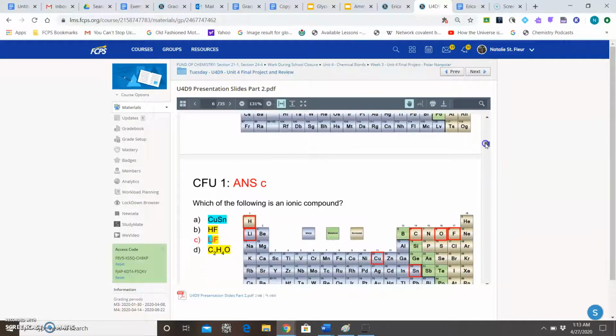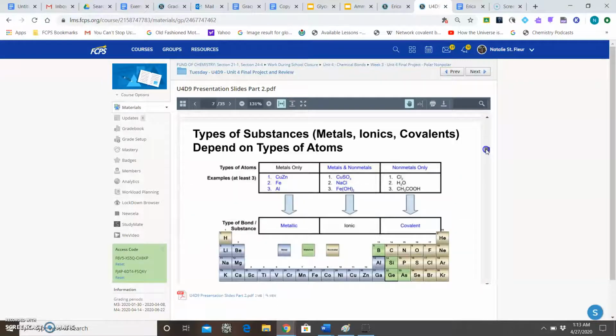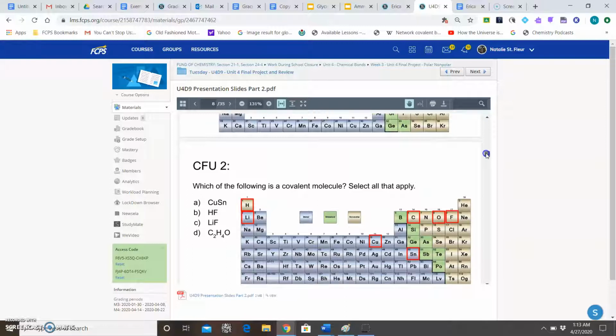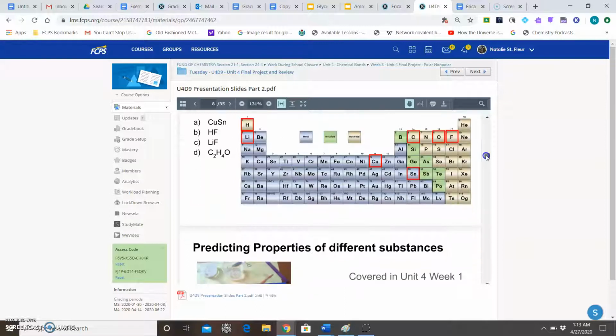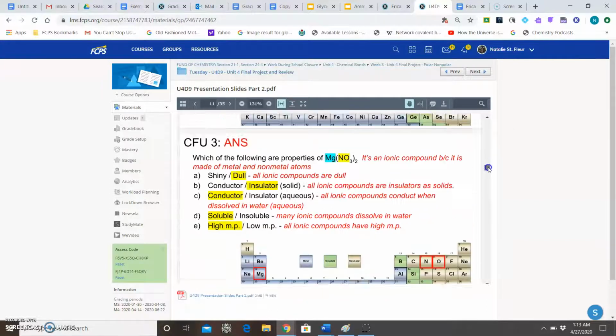So the answer to that was choice C, because it had a metal. Lithium is a metal, and fluorine is a non-metal. Now, covalent molecules have all nonmetals, okay? So which of the following is a covalent molecule? And to answer that question, you need to figure out which ones have all nonmetals.